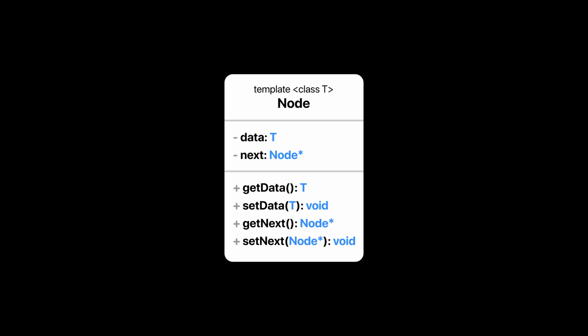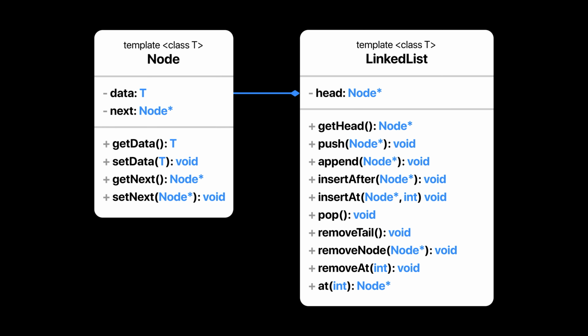The node class has two attributes, data and next. Data will store the actual node data, while next will be a pointer to the next node in the list. The methods are simple getters and setters. They'll be used to retrieve and mutate these two properties. The other class we'll use for the implementation will be the linked list class. It has only one attribute, the head, which stores a pointer to the first node of the linked list.